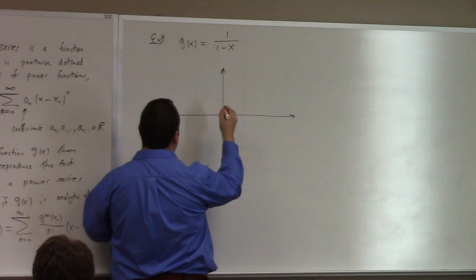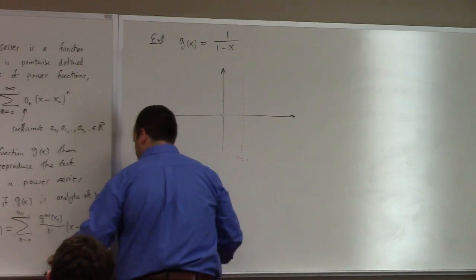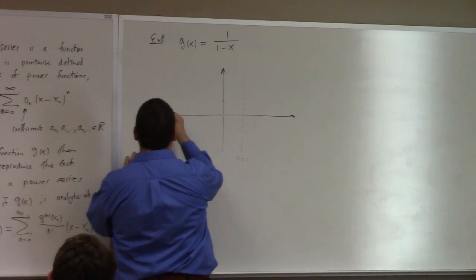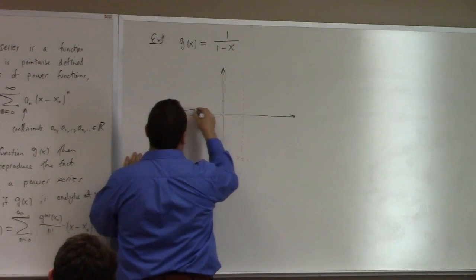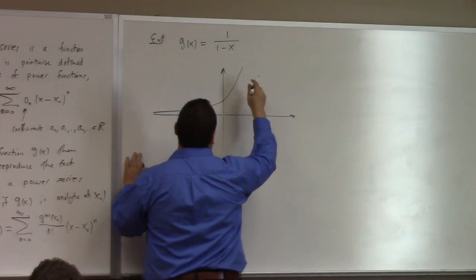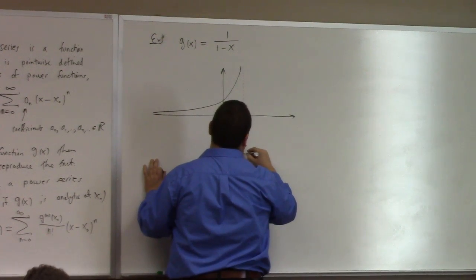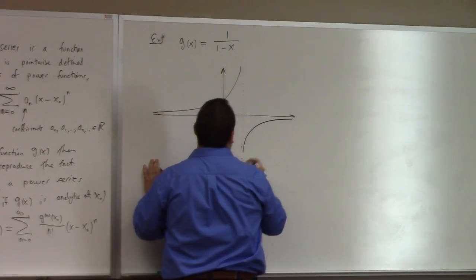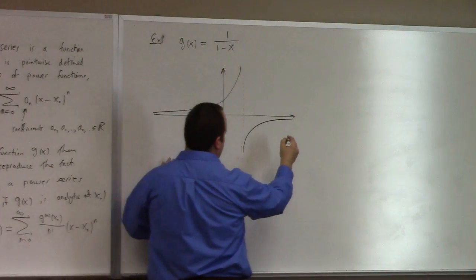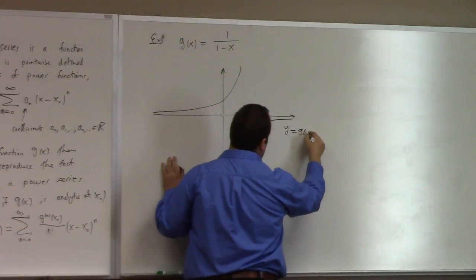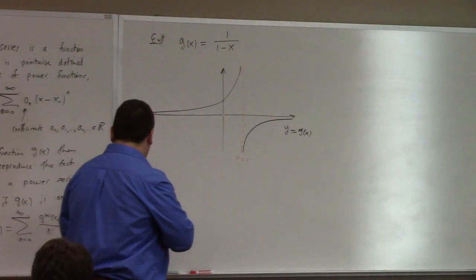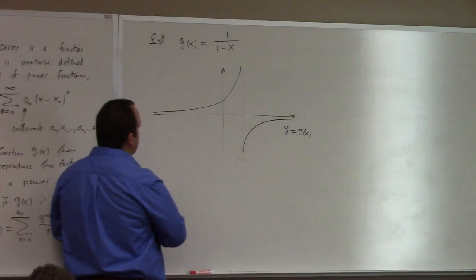I'll do the function in black, I guess. Oh, man. Come on. It's an asymptote. Shouldn't get there. So there's y equals g of x in black, right? Let's find the Maclaurin expansion for this. How do we do it?